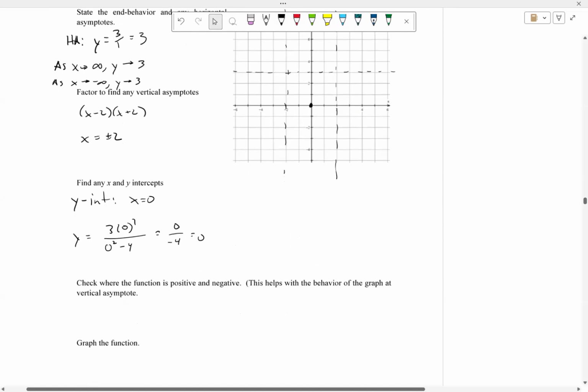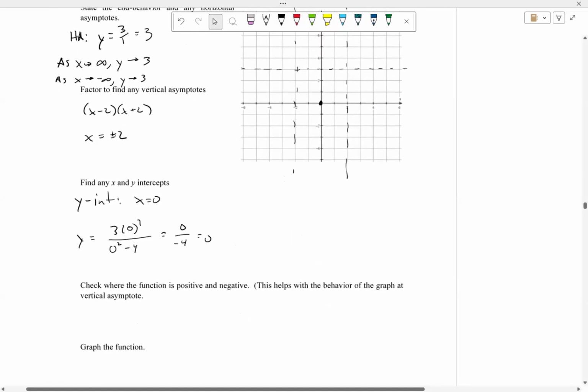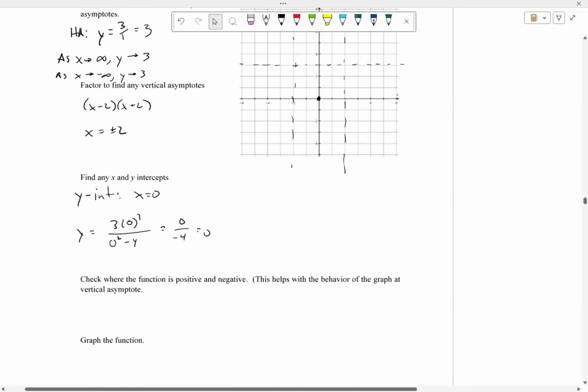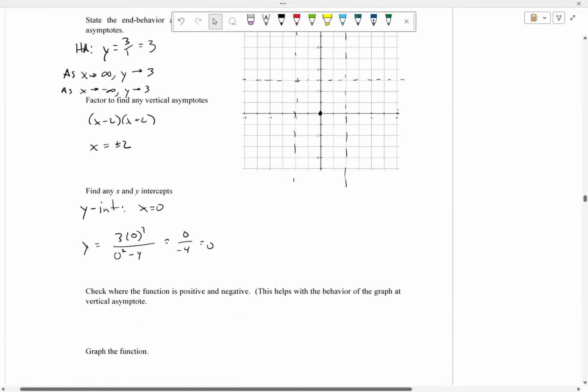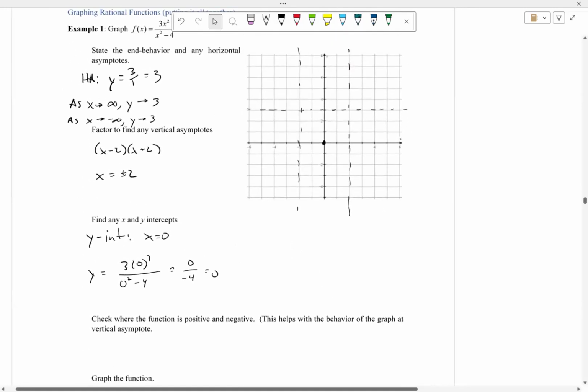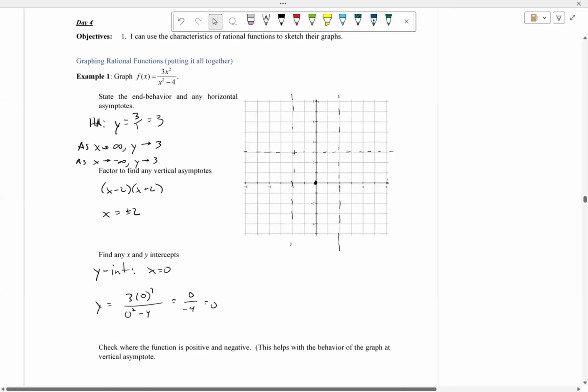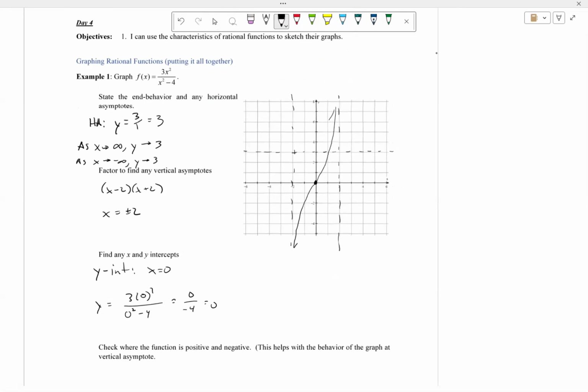Okay, anything else here? Check where the function is positive and negative. This helps with the behavior of the graph at vertical asymptotes. Okay, check where it's positive or where it's negative. See what they want us to do here. And we have to decide, is this going to look like this? Don't write that down. Or do you see what the other thing it could be in between the asymptotes? This or this.